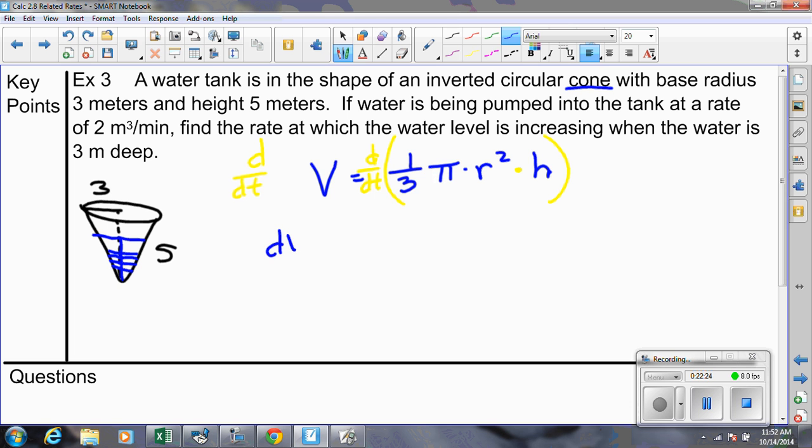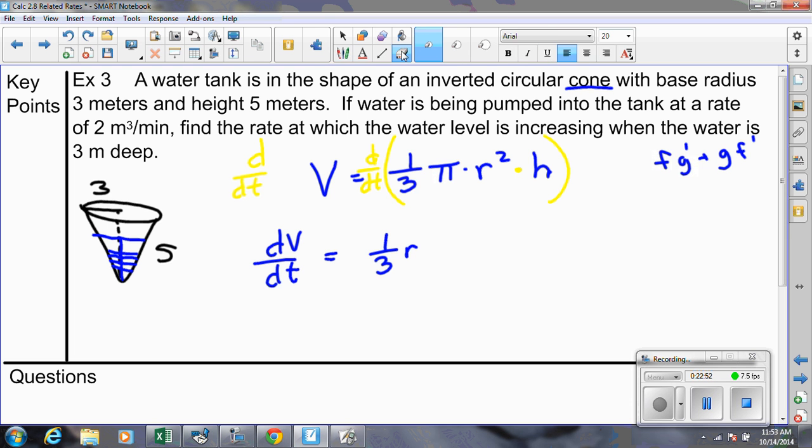That would be dv over dt. On the right-hand side, take the derivative of 1/3 pi r squared. Well, remember the formula for product rule? First times derivative of the second plus second times derivative of the first. So taking the derivative here, we would have the first function. And I accidentally left off the pi. I'm just going to write that as pi over 3 instead of 1/3 pi.